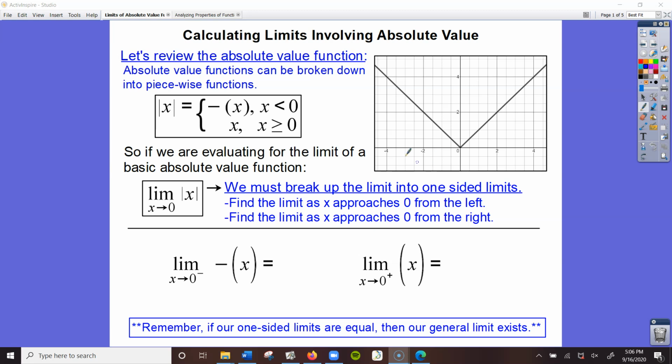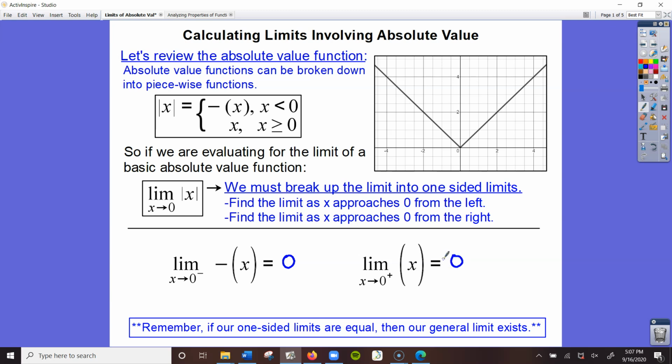Now, if you were to look at the limit as x is approaching 0 from the left of our absolute value graph, we would use the equation from the piecewise function where x is less than 0, since that's to the left of 0. And if I were to find that limit, it would be 0. On the other side, we have the limit as x is approaching 0 from the right. In this case, we would use x, from the piece for when x is greater than or equal to 0. And we can also see that the limit is 0.